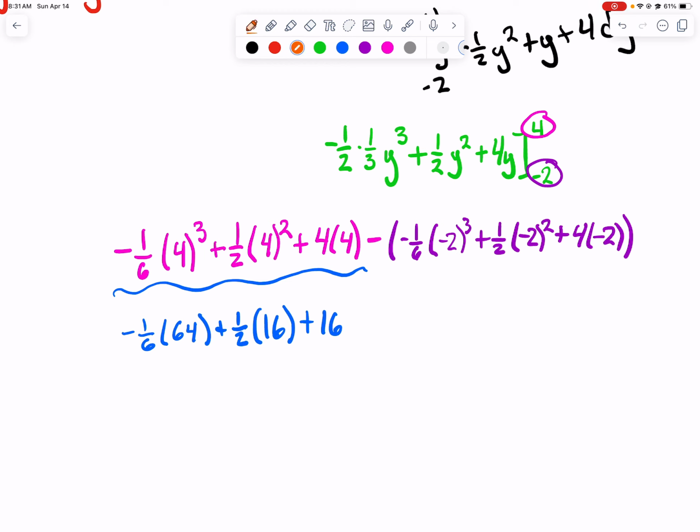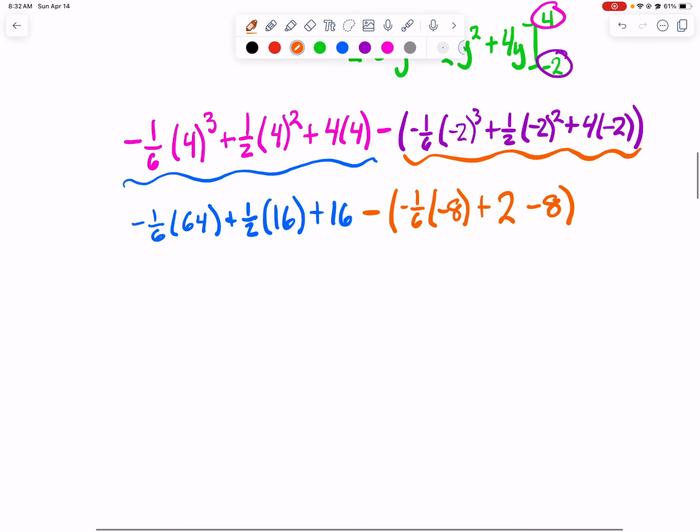Okay, we're going to do some multi-step simplifying here, so I might go a little quickly on this one. It's still -1/6 times -2 to the third. 2 times 2 is 4, times 2 is 8. Because it's the third power and an odd power, it's going to be negative 8. Plus negative 2 squared is 4, divided by 2 is 2. And then the last one, we have 4 times negative 2, which is negative 8. Awesome.